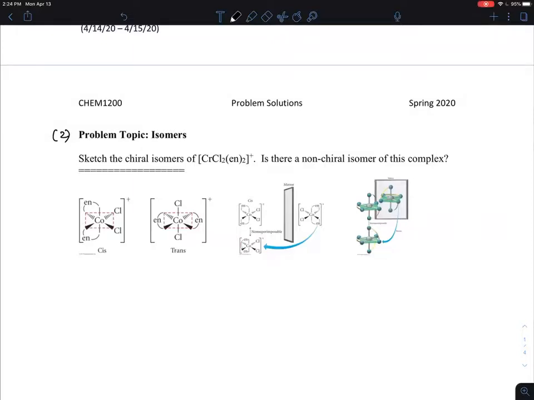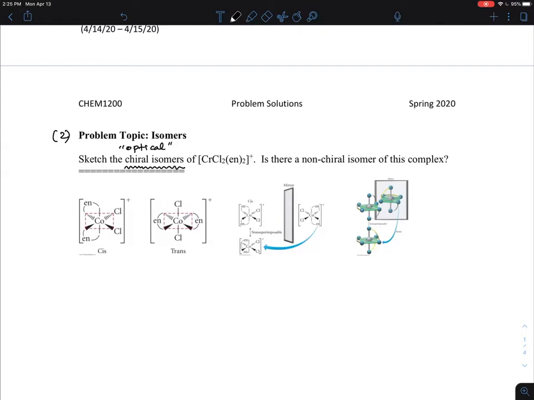So this is a problem topic on isomers, and there are two problem topics; this is the first one. They ask you about the chiral isomers, and chiral means also what we call optical isomers. Isomers of chromium in the center, 2 chlorines, and the 2 en. Once again, en is essentially ethylenediamine. You can think of the bidentate molecule looking like that with NH2, NH2, and those are the ones whose lone pairs love to make a coordination.